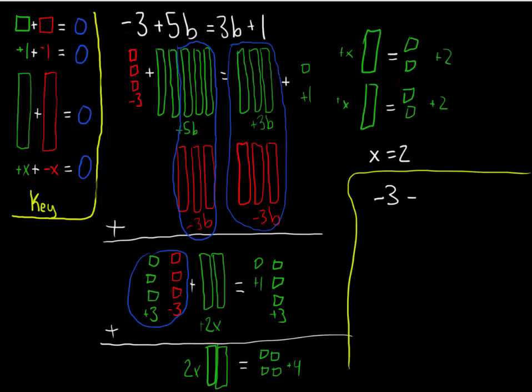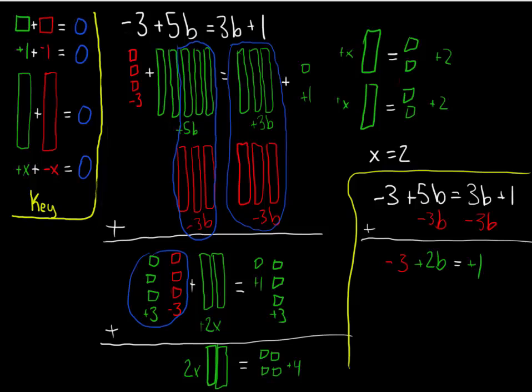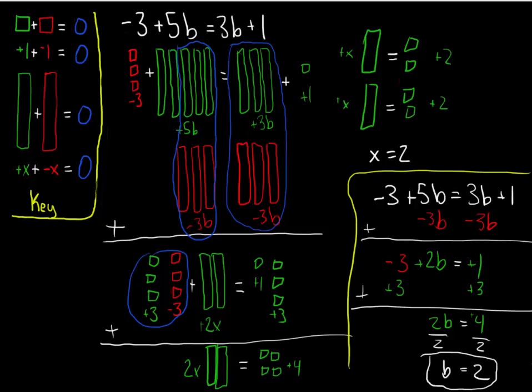Here's that last example in equation language. I began by subtracting 3b from both sides. Or to say it another way, I began by adding the opposite of 3b to both sides. The result was -3 plus 2b equals +1. Secondly, I added the opposite of -3, which is +3, to both sides. The negative and positive 3 canceled, leaving me with 2b equals +4, because 1 plus 3 is 4. Lastly, I divided the bars and the units into 2 equal groups, for a final answer of b equals 2.